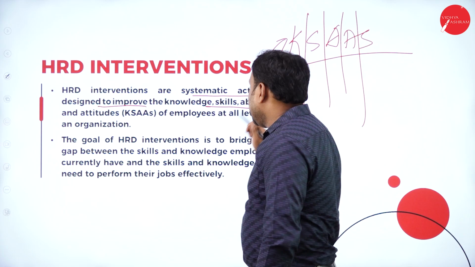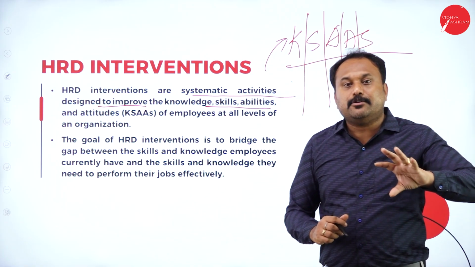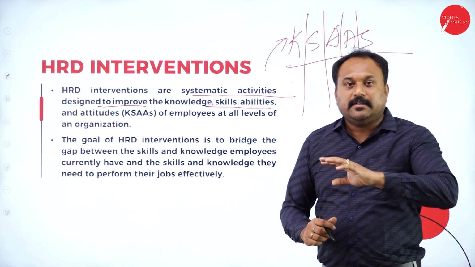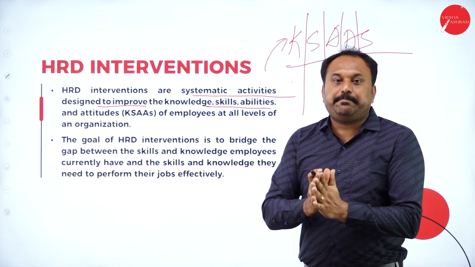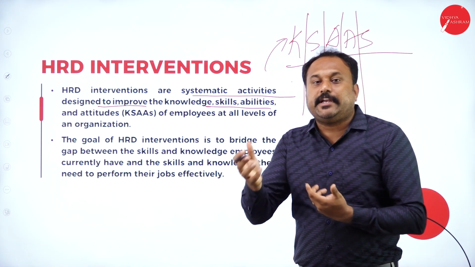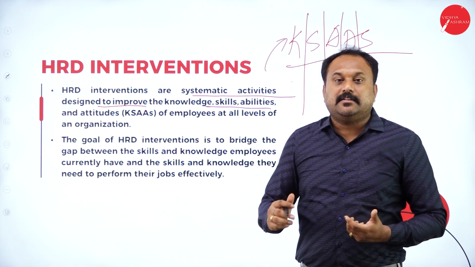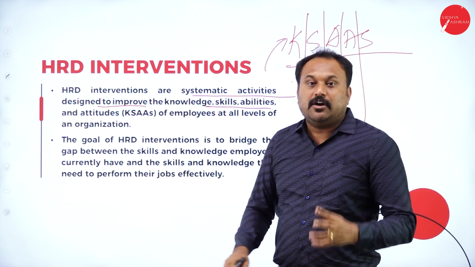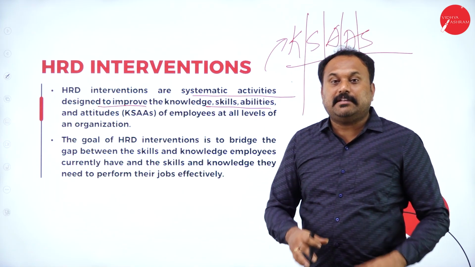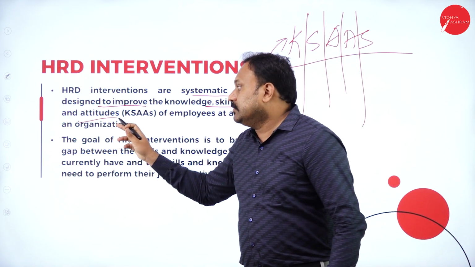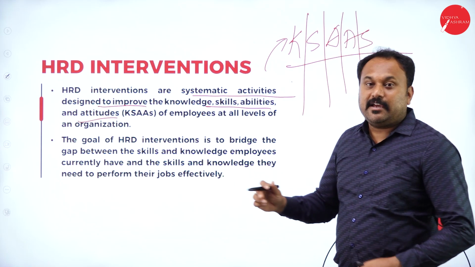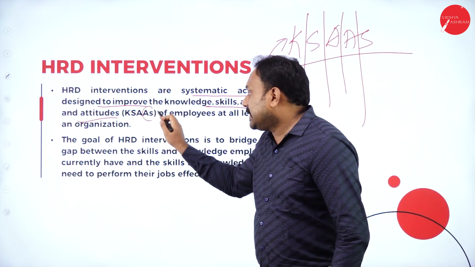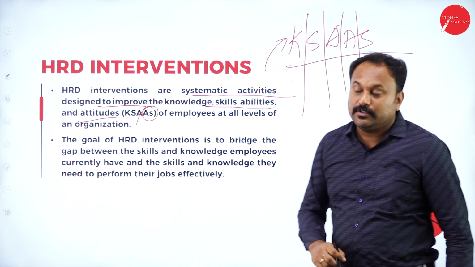Then the next thing is ability. Do you have the ability to do the work? There are so many people who have the ability, but people will not give them an opportunity, thinking that they have less knowledge or skills, or they don't have the attitude to move forward. So that's why KSAA apostrophe S. The last A and S is all about attitudes. So you should have it.